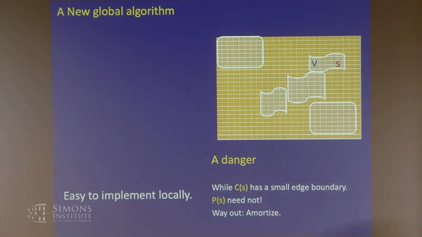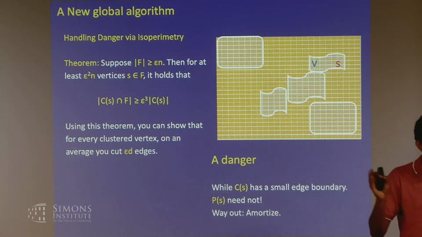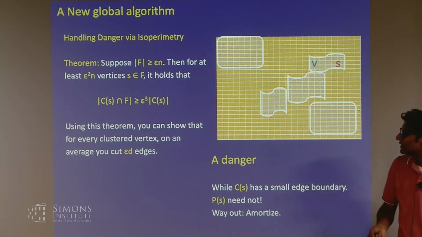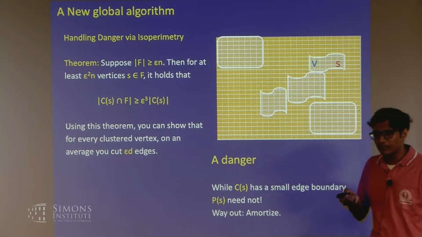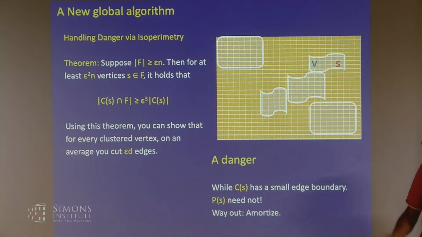So the way we handle this is by proving an isoperimetric statement. And this isoperimetric statement tells you something of the following flavor. Suppose you have a large enough free set of size at least epsilon n. Then you can show that there are enough free vertices left such that diffusions from those free vertices capture many more free vertices. Using this theorem, you can show that for every clustered vertex, the number of edges that you're cutting is at most epsilon d. And this allows you to conclude the epsilon n d bound.